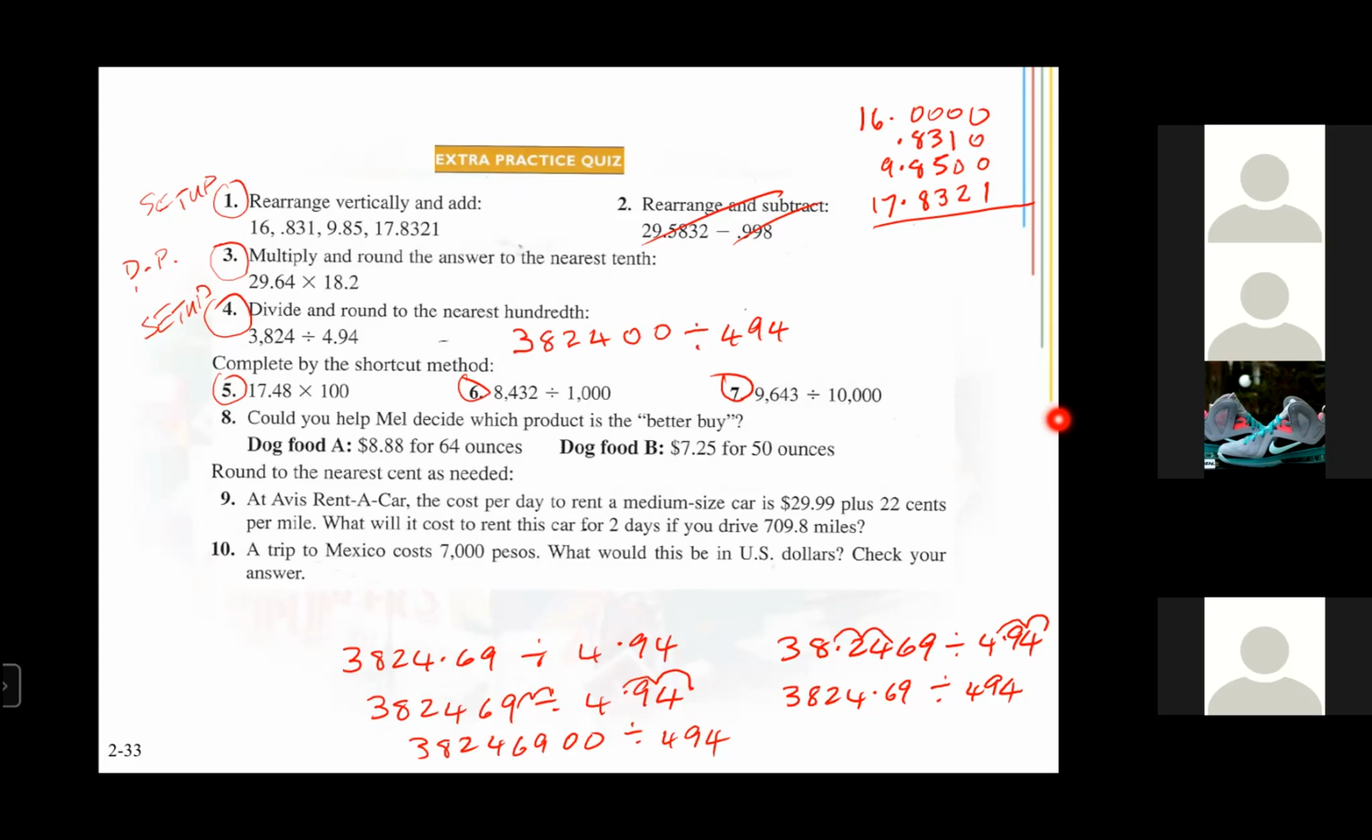Okay, the next one, number 6, they want you to divide 8,432 by 1,000. So dividing now means you're going to move to the left. And in this case, you're going to move 3 places. So what will be your answer in that? 0.008432.